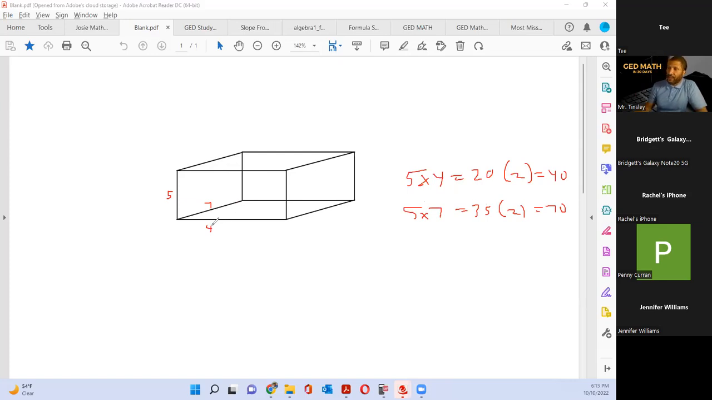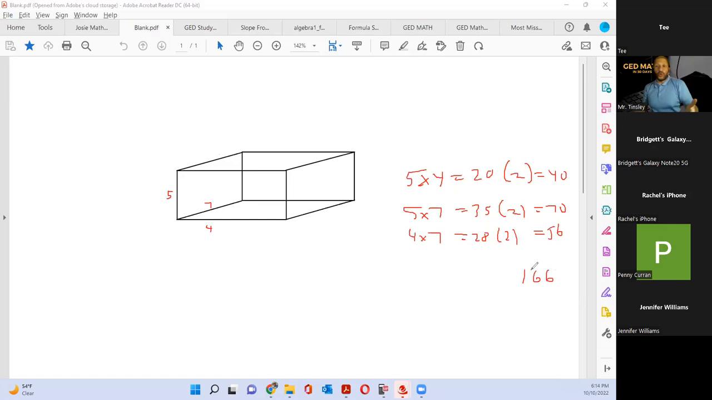So the top and the bottom, so if this side is 4, this side is also 4. If this side is 7, this side is 7. Got me? So 4 times 7, which is 28. You have 2 sides of that, which is 56. So the surface area of that is you adding all them together. That's 110 plus 56 is 166.